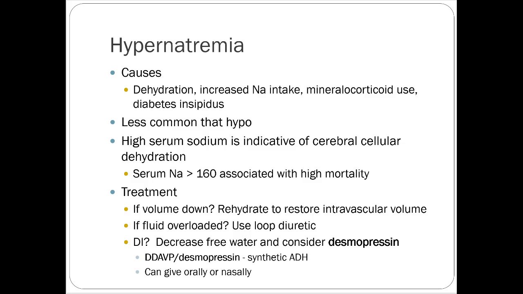If the patient's fluid overloaded, a loop diuretic should work. It should waste free water without wasting sodium. However, you are going to get that potassium wasting and other ion wasting as well that you got to watch for. If you have diabetes insipidus, decreasing free water and considering desmopressin.